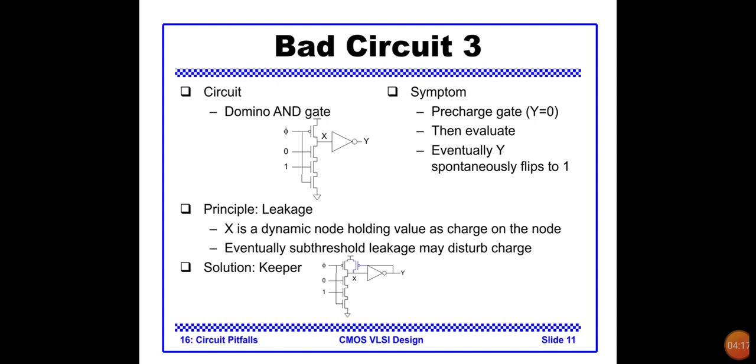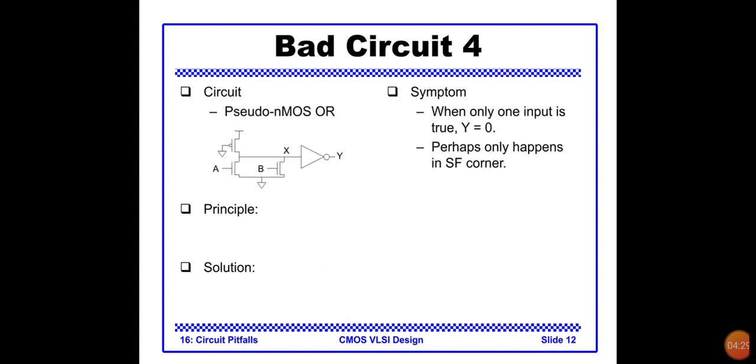Principle: leakage. X is a dynamic node holding value as charge on the node. Eventually subthreshold leakage may disturb charge. Solution: keeper.